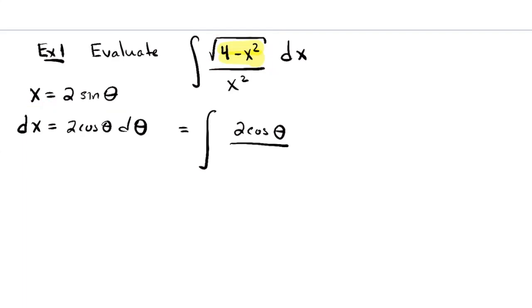Downstairs, I have x squared. Well, x squared is 4 times the sine squared of theta. Where am I getting that? I'm squaring the right-hand side of my expression for x. dx gets replaced with 2 cosine theta d theta. Now I've successfully converted the integral into an integral in a new variable. There's a lot of cancellation too, because 2 times 2 is 4, so that cancels that 4. So I'm just going to rewrite this integral.